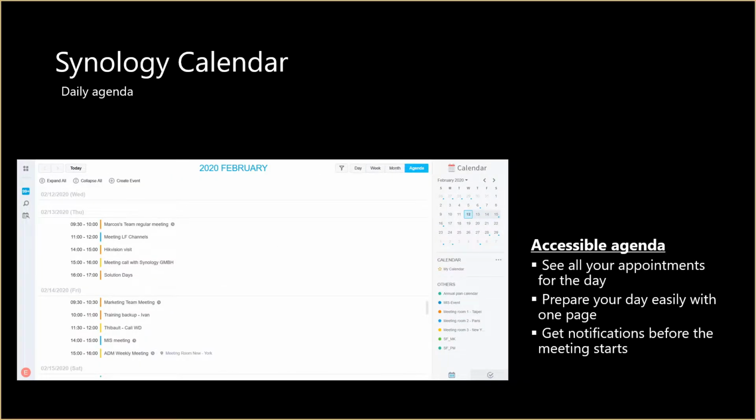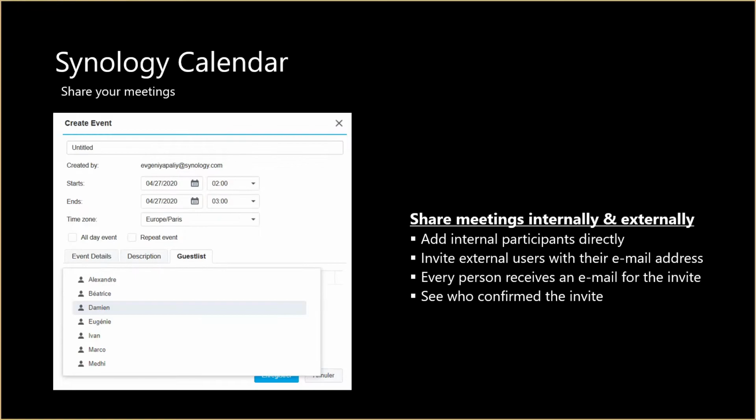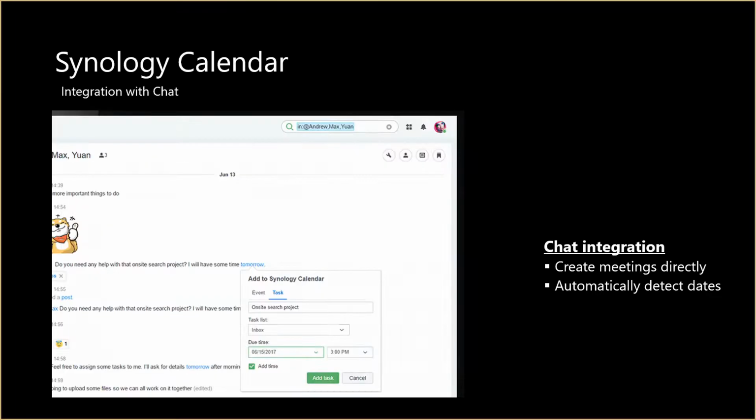You can display your daily agenda to see your plan of the day, and you'll receive notifications before the meetings start. Speaking of meetings, creating one is very easy and intuitive. All you have to do is choose a date and place, and set up alerts a specific time before the meeting. Sharing meetings is also very easy. You can add internal participants directly or invite external users with their email address. Every person will receive an email invite to confirm their attendance.